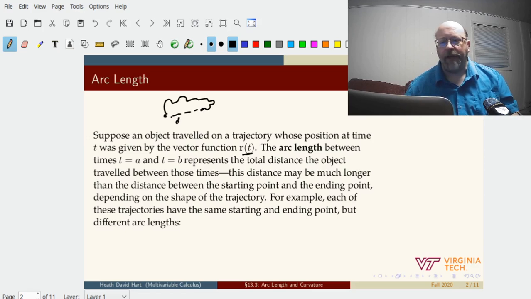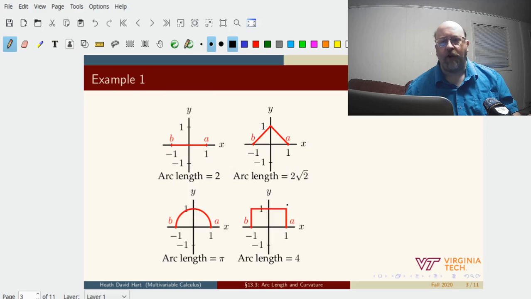For example, each of these trajectories has the same starting and ending point, but different arc lengths. If we go directly from A to B, that's just a length of 2. We went from (1, 0) to (-1, 0). If we go up to (0, 1) and then back down, this side has a length of root 2. This side has a length of root 2. And so the total arc length is 2 root 2.